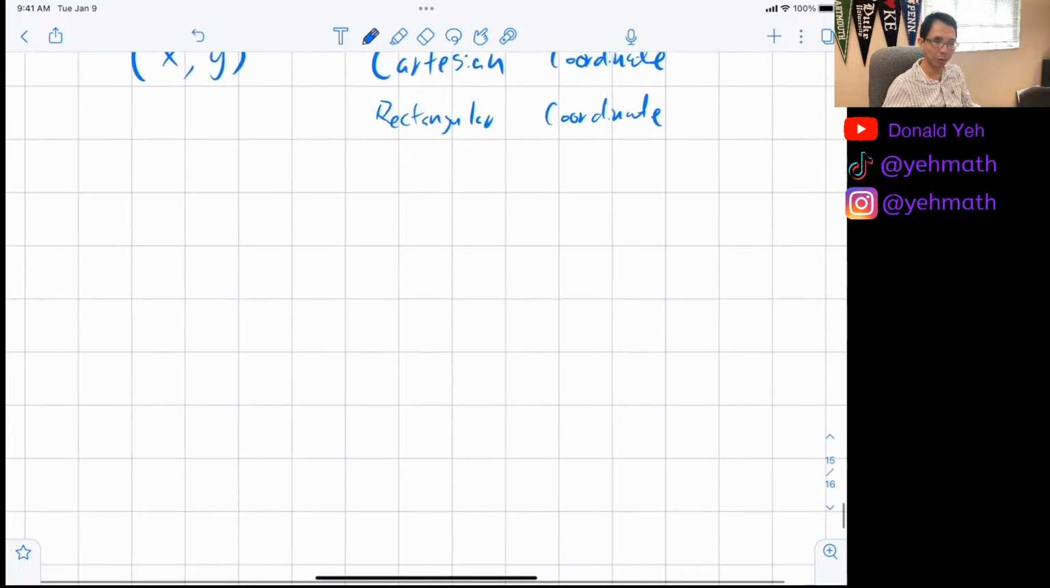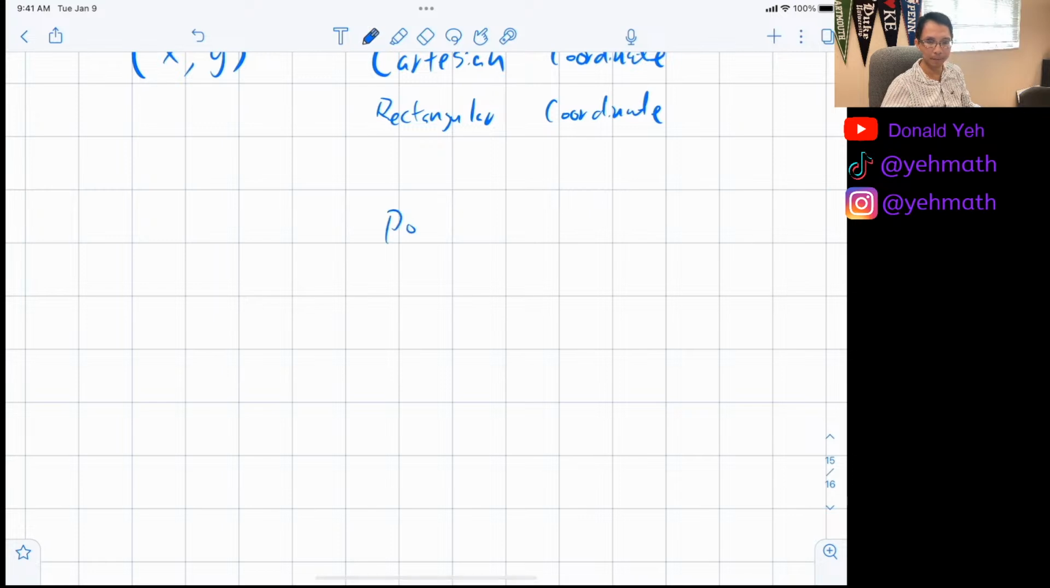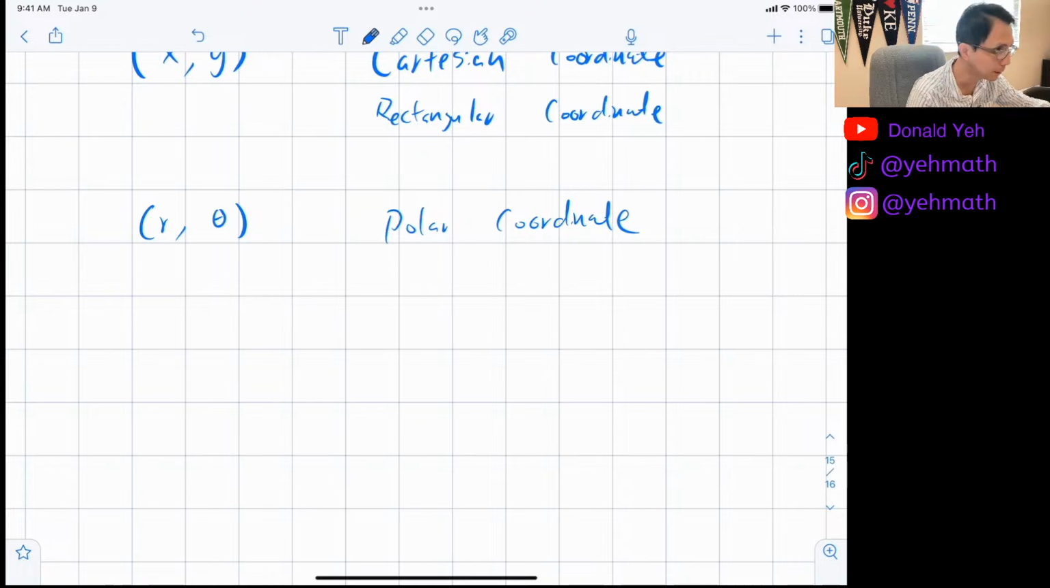Okay, so we're gonna talk about what polar coordinates are. The polar coordinate is gonna be composed of r and theta. So there's a radius, well, we're actually supposed to call it a pole.